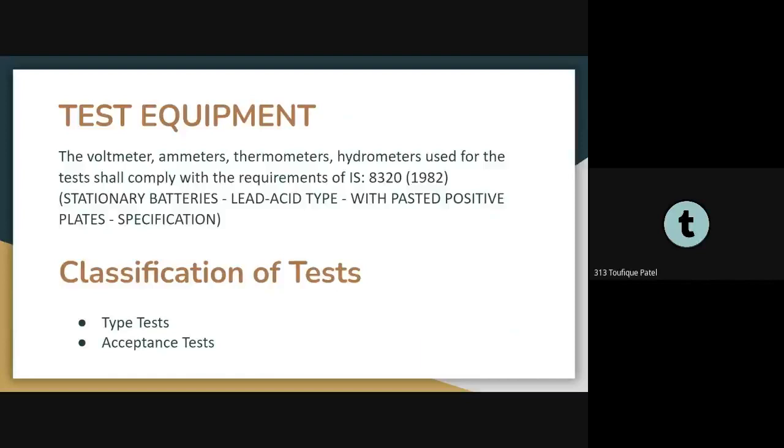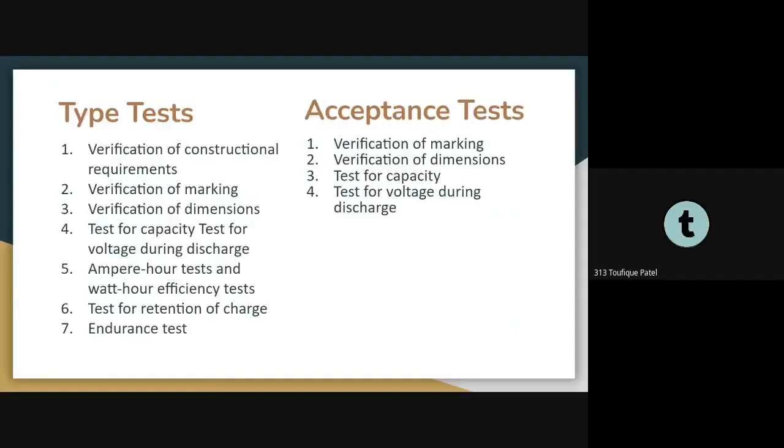So, classification of tests. There are two types of tests: type tests and acceptance tests. Type tests. First comes verification of construction requirements. Second, verification of markings. Third, verification of dimensions. Fourth, test for capacity and test for voltage during discharge. Fifth is ampere hour test and watt hour efficiency test. Sixth is test for retention of charge. Seventh is endurance test.